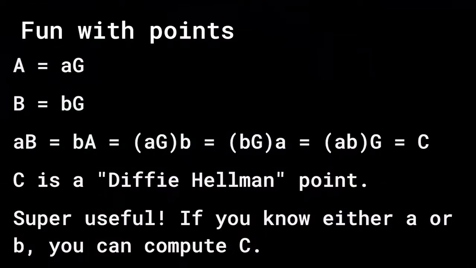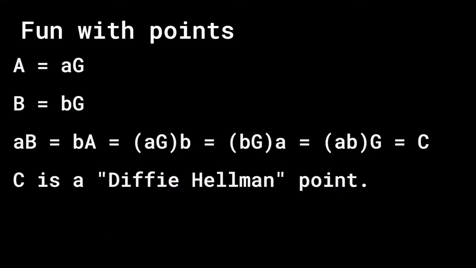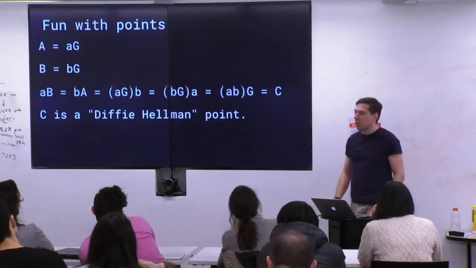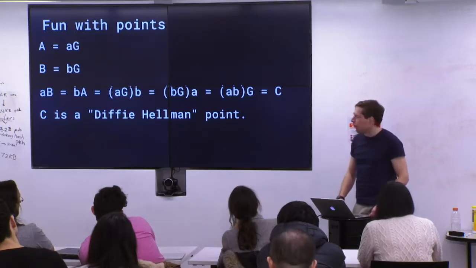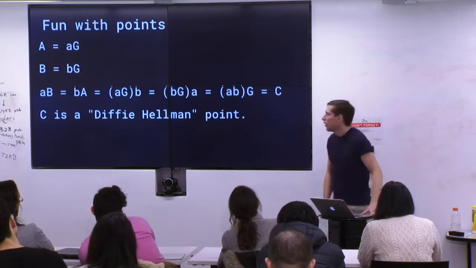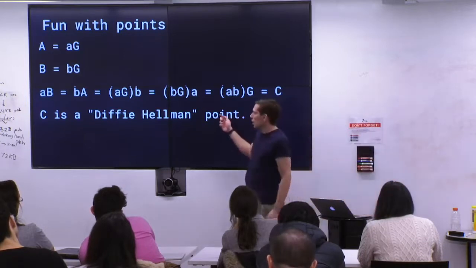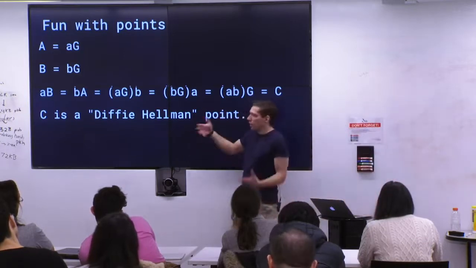C is called a Diffie-Hellman key exchange point. Diffie and Hellman are two also like late 70s PhD students who came up with all this cool stuff. No, wait. Diffie was a PhD student. Hellman was his advisor? I don't remember. Anyway, they came up with this idea, and this is like a shared point.